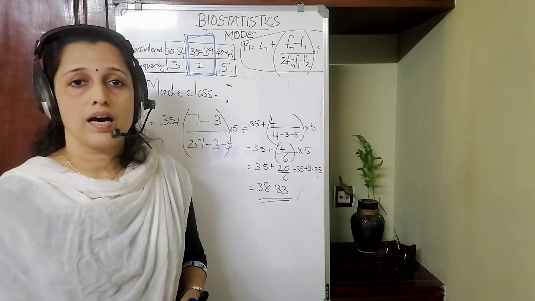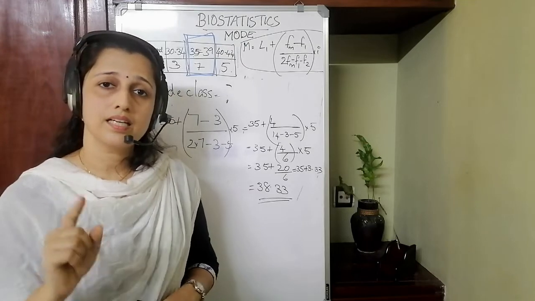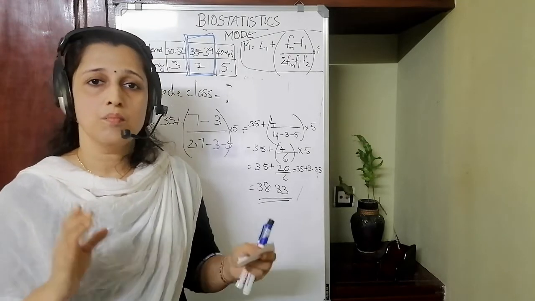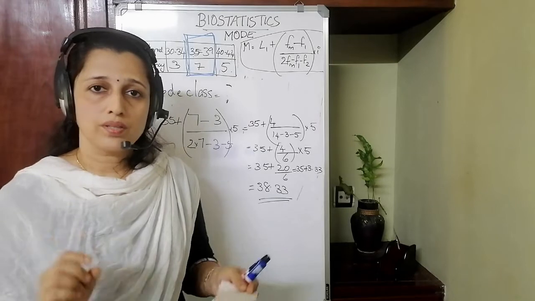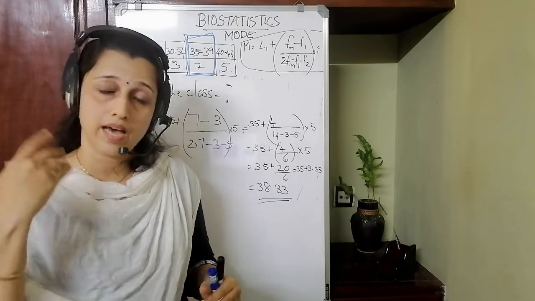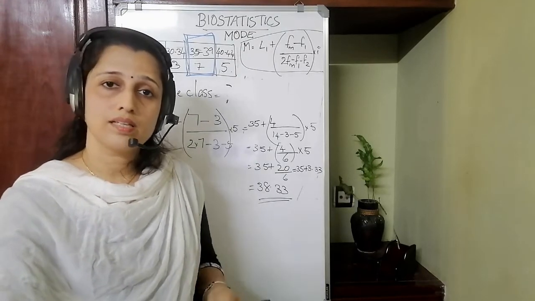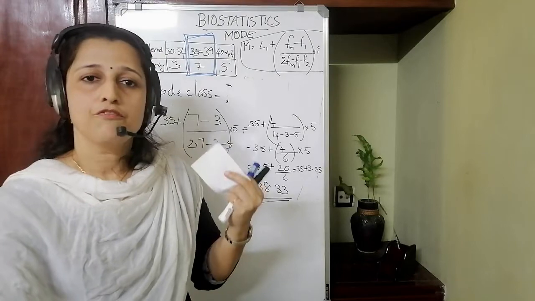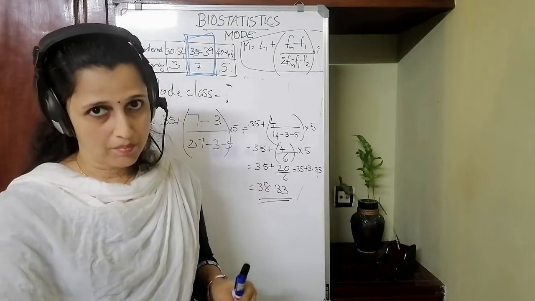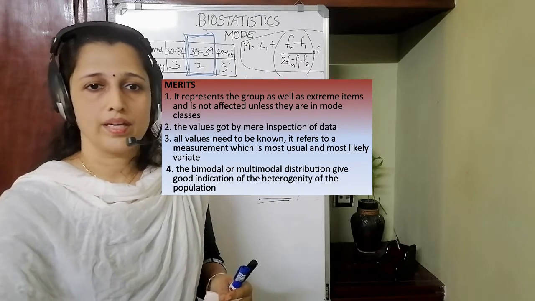So let me conclude by saying modes are of types: unimodal, in which only a single variable has the highest frequency; bimodal, in which two variables have the highest frequency; and multimodal, in which more than two variables have the highest frequency. In the unimodal type we apply the inspection method. For bimodal we apply the grouping method, and also we can find mode by using the equation.